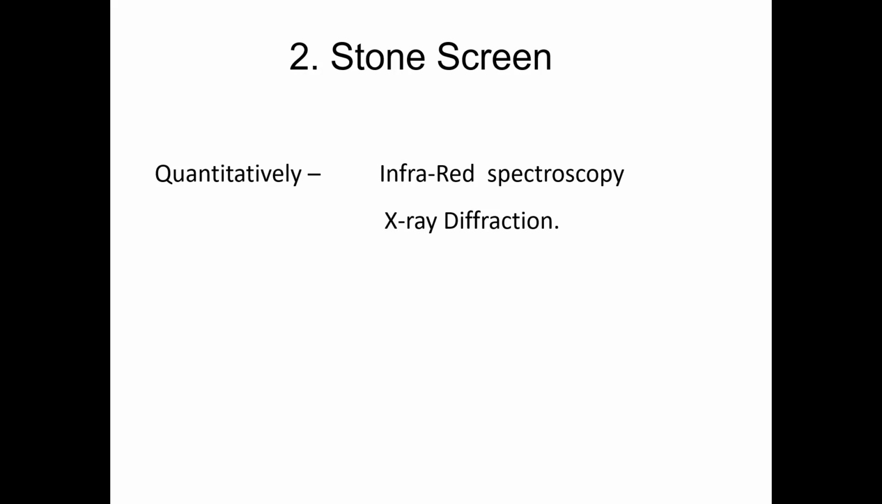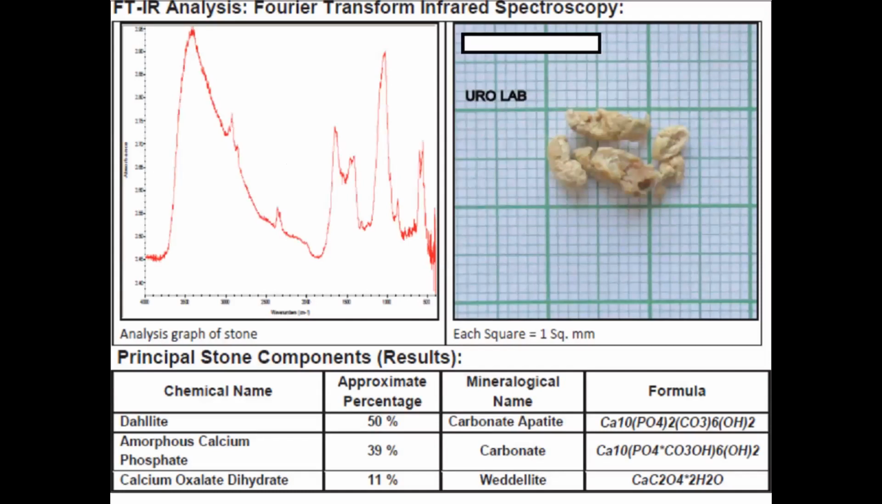I am not very familiar with infrared spectroscopy. I got this picture from the internet, and if you can see, there's a graph of renal stone analysis. What we usually get is the chemical composition and the percentage of the chemical composition. That's the only result available to us in the report.